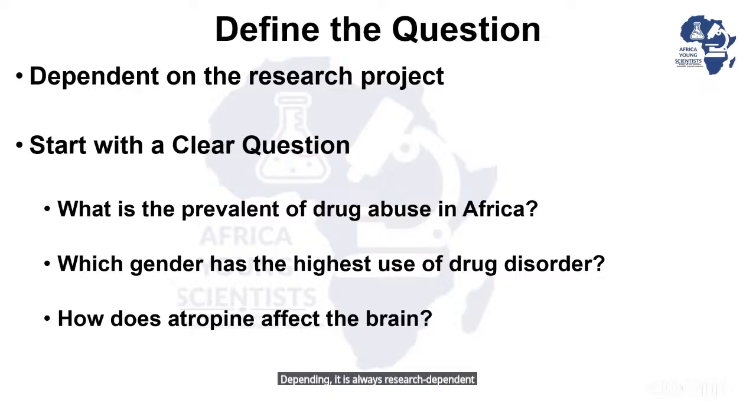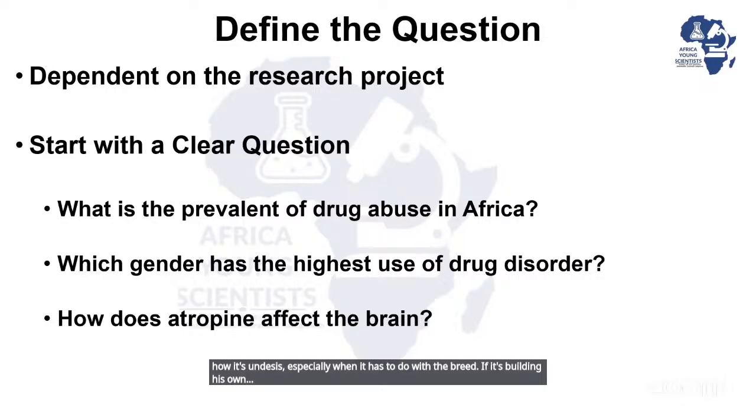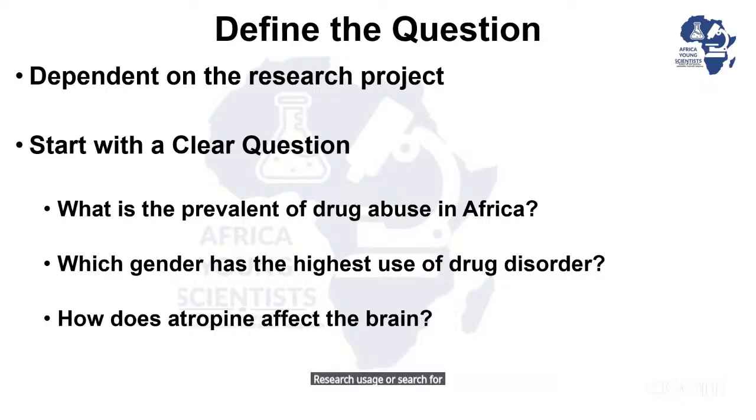For example, if Dr. Dini is focusing on iron metabolism and its role in health and disease, especially when it has to do with the brain, and he's building his own literature search for an article, he is definitely not going to use this question. Someone who is not working on addiction but, let's say, on malaria will definitely not use this kind of research question either. So your research question will always depend on the kind of project you're working on.